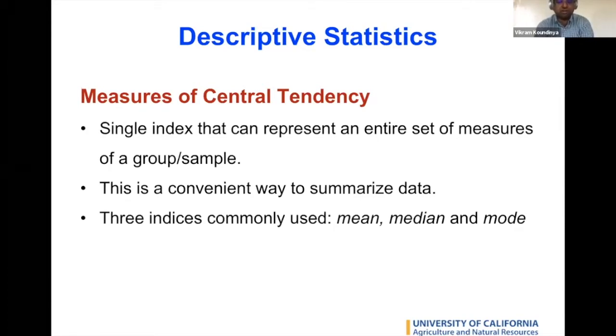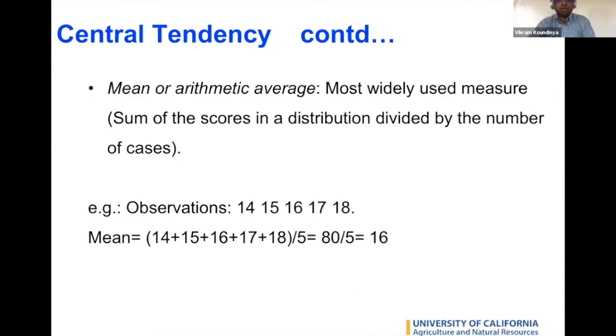This is a convenient way to summarize data, and the three commonly used indices for most extension reporting and also for social science journals are mean, median, and mode. We'll see what these three mean. For some of us that may not be very familiar with social science statistics or quantitative data analysis, the mean, or arithmetic average, is the most widely used measure to depict a group.